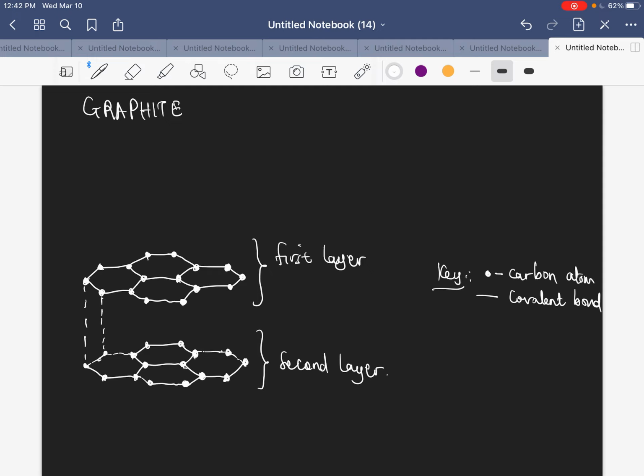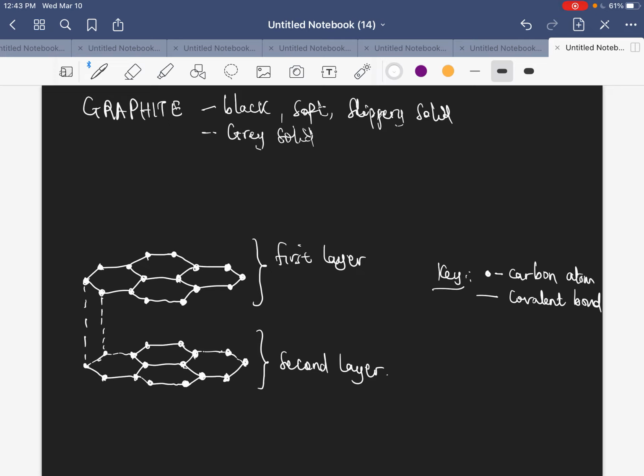Briefly, graphite is a black, soft, slippery solid, and many times it can also be observed as a gray solid. So it all depends on the manufacturer and how it's formed.